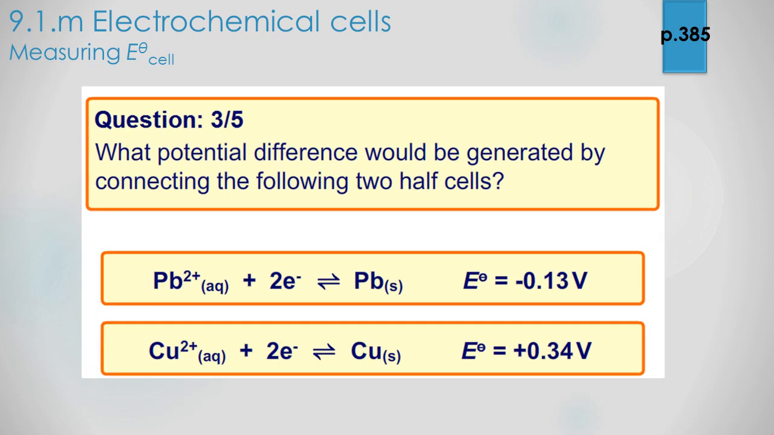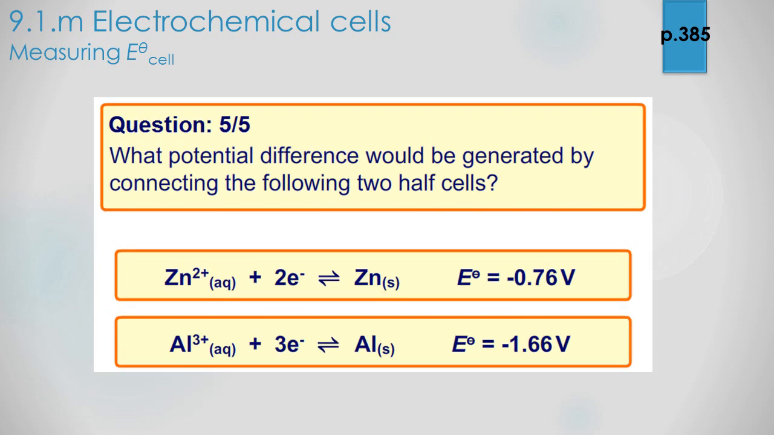Another example, this time we're considering Pb and Cu electrodes. The E0 of the Pb2 plus/Pb couple is negative 0.13. This one has to be placed to the left. Cu2 plus/Cu is 0.34. This one goes on the right. The E0 of the cell is equal to 0.34 minus negative 0.13, and the answer is going to be plus 0.47 volts.